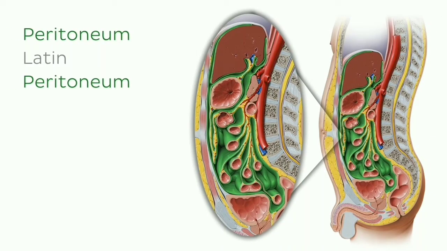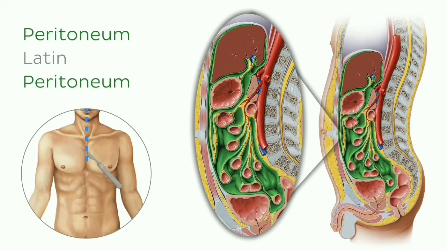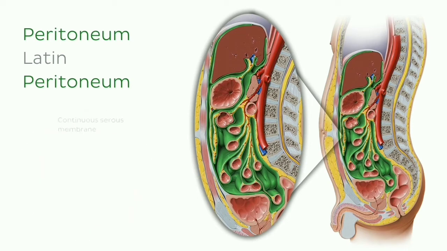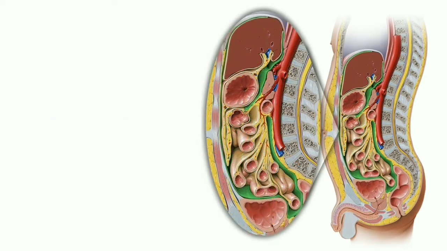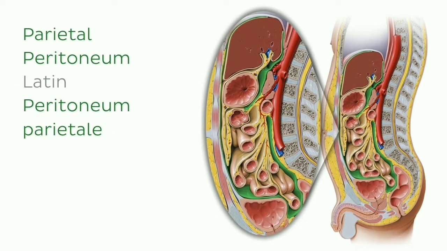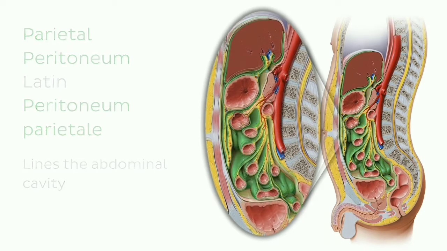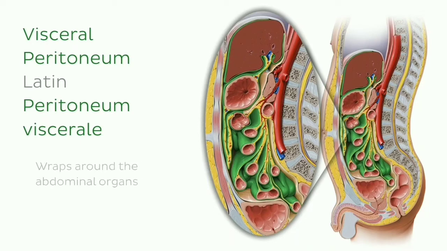If we look at our image, we can see the peritoneum highlighted in green in the mid-sagittal plane, and this is the plane that effectively cuts the body into two equal halves. So the peritoneum is a continuous serous membrane that lines the abdominal cavity and wraps around the abdominal organs. It can be divided into two parts, the parietal peritoneum and the visceral peritoneum. The parietal peritoneum is the portion of the peritoneum that lines the abdominal cavity, as you can see in our image here, whereas the visceral peritoneum wraps around the abdominal organs or the viscera.